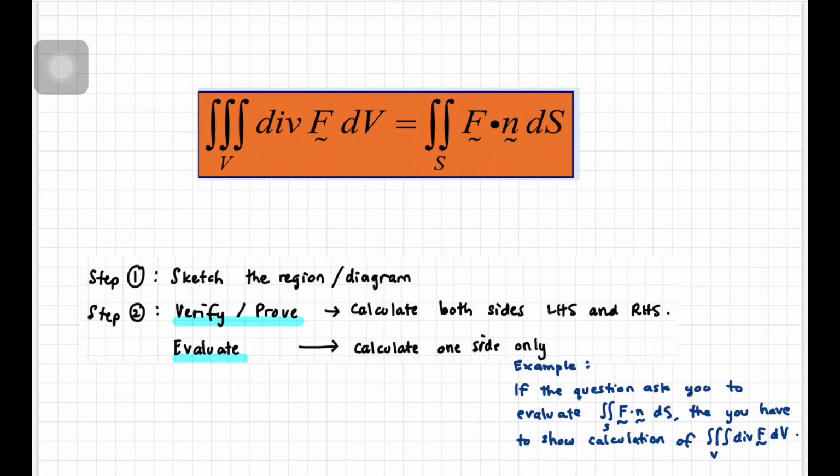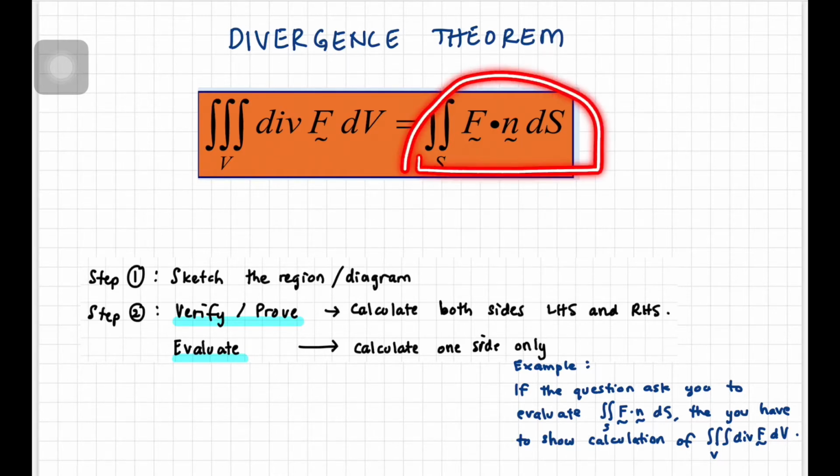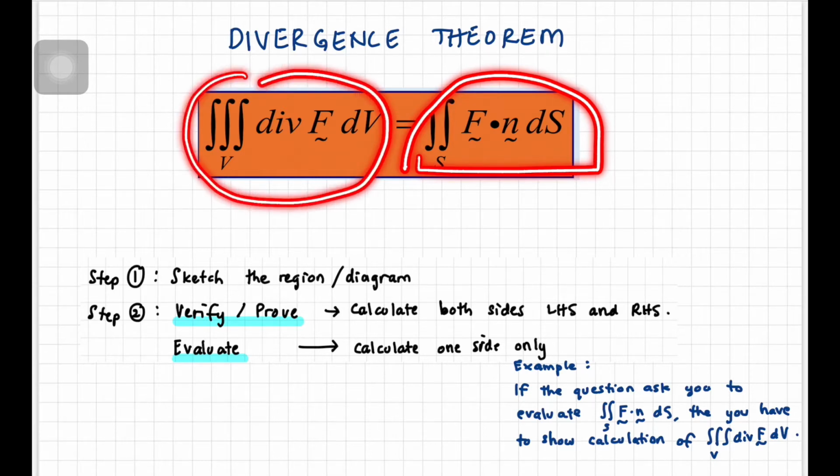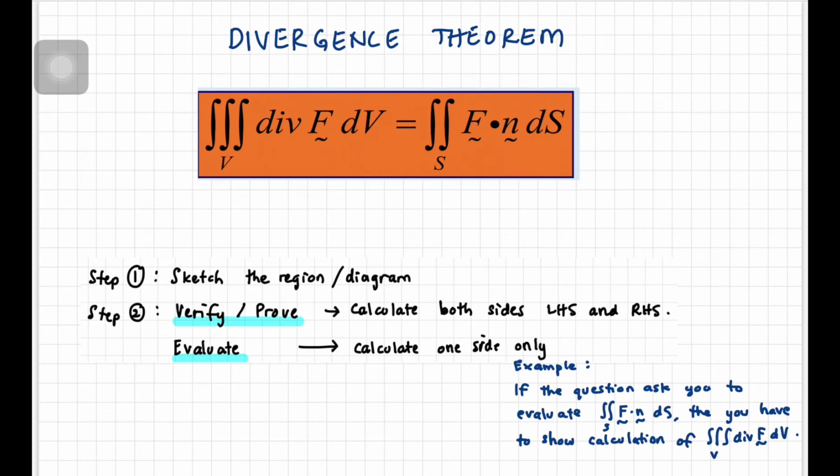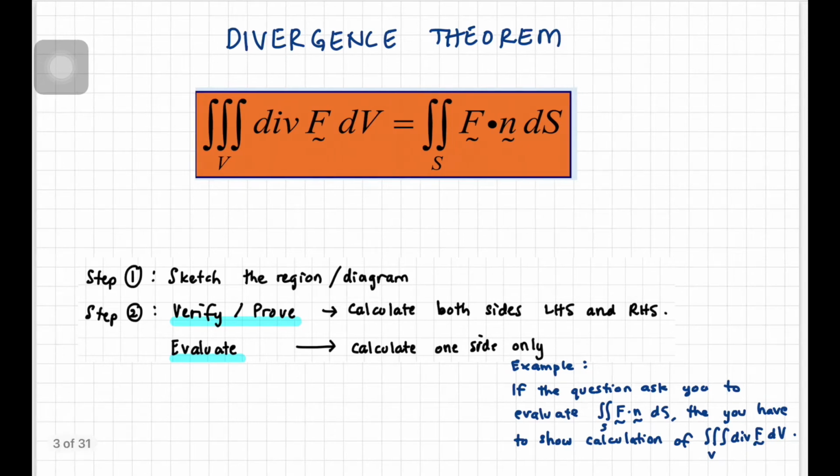So the divergence theorem, also known as Gauss's theorem, states that the surface integral is equal to the triple integral over the solid region of the divergence of F dV. Here dV is our differential volume, which in Cartesian x, y, z coordinates will simply be dx, dy and dz.